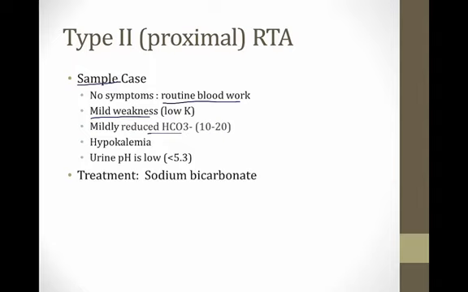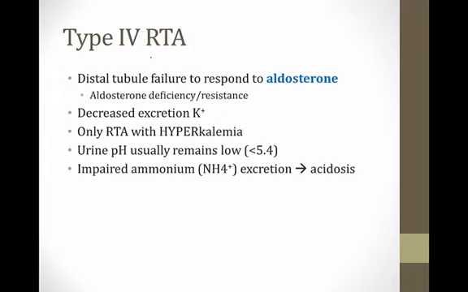Recall that normal is 24. You see hypokalemia, and then when you check the urine pH, you find that it's low. And this type of RTA also can be treated with sodium bicarbonate. Our final renal tubular acidosis is a type 4 RTA. There is no type 3 RTA.